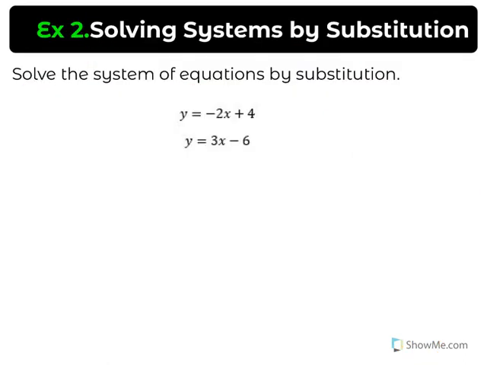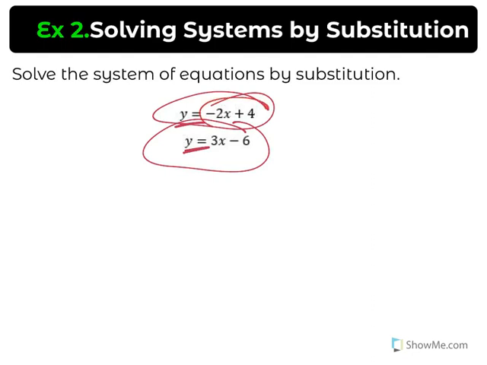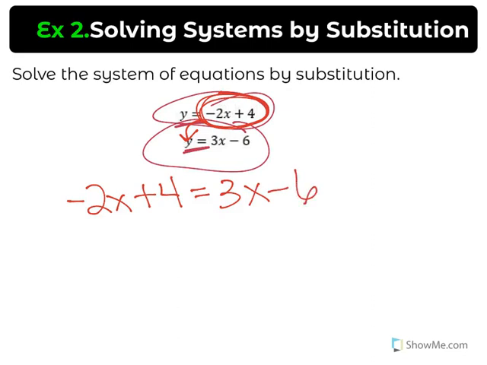Okay, last but not least, we have this fancy equation where both of our equations are already solved for y. Okay, that actually makes it easier, because now we can just take that y equals and put it in for that y, and we get negative 2x plus 4 equals 3x minus 6. So our math is a little bit easier. So let's add our 2x. We get 4 equals 5x minus 6.